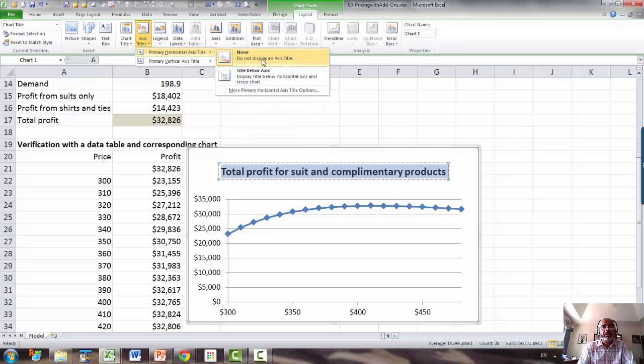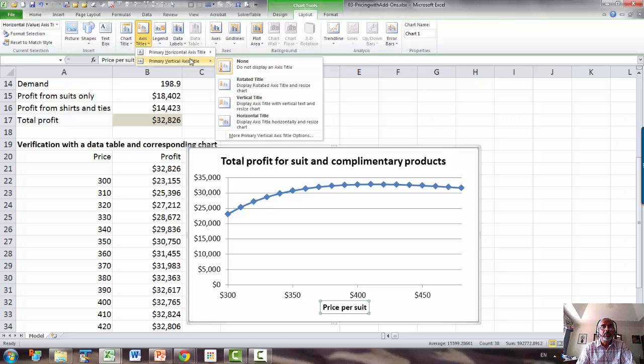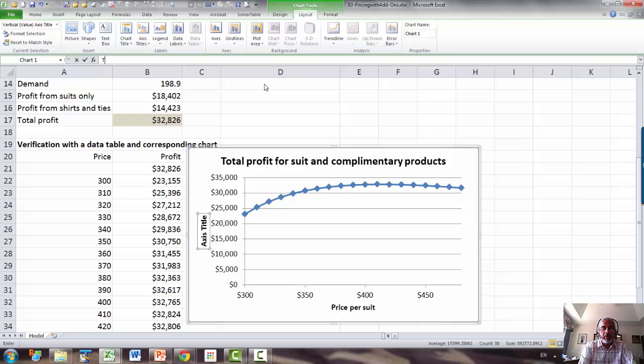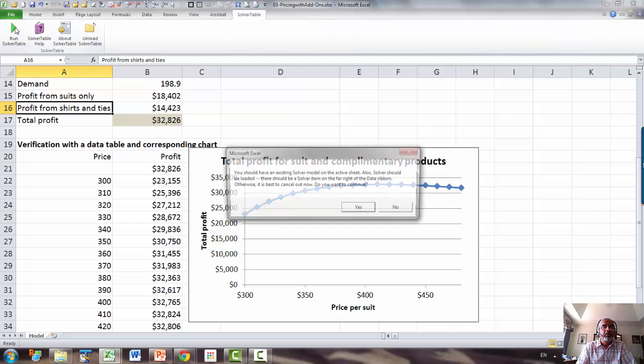And x-axis is price per suit, and vertical axis is total profit. Okay. Next we will run solver table.